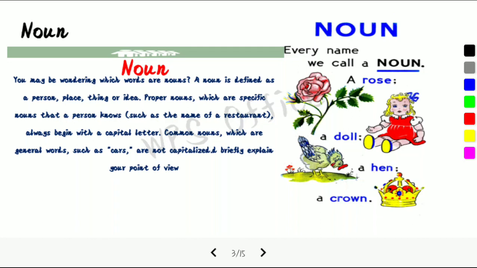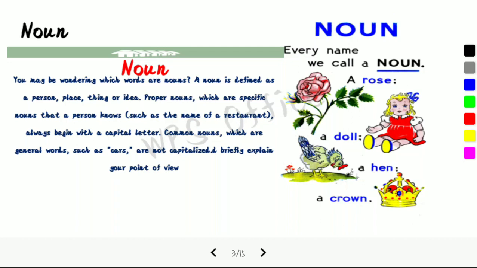Noun. You may be wondering which words are nouns. A noun is defined as a person, place, thing, or idea. Proper nouns, which are specific nouns that a person knows, such as the name of a restaurant, always begin with a capital letter. Common nouns, which are general words such as cars, are not capitalized.